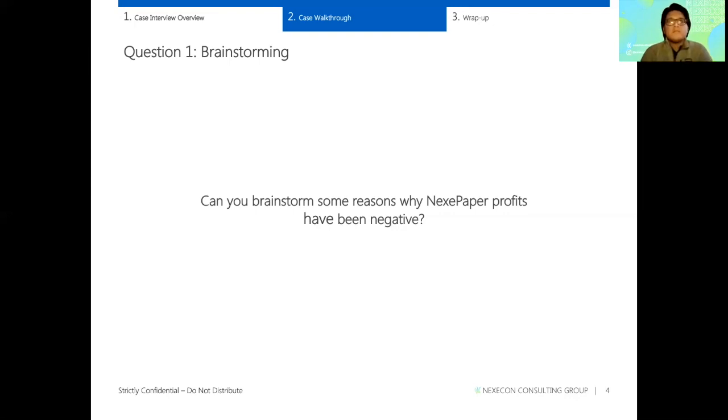So I think you mentioned a lot of great factors in the cost side. Let's try to think about what are some other factors which might be affecting profits on the revenue side.